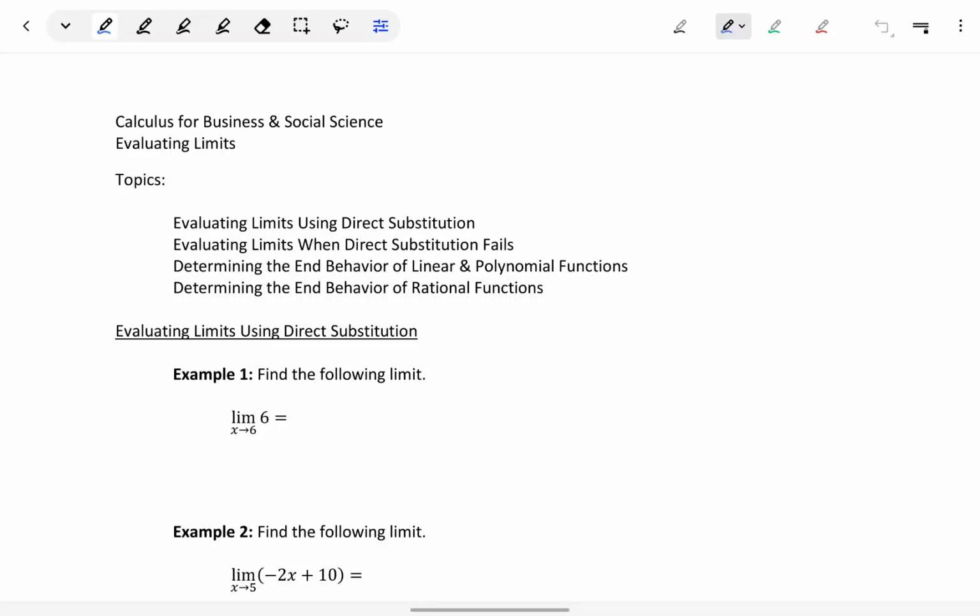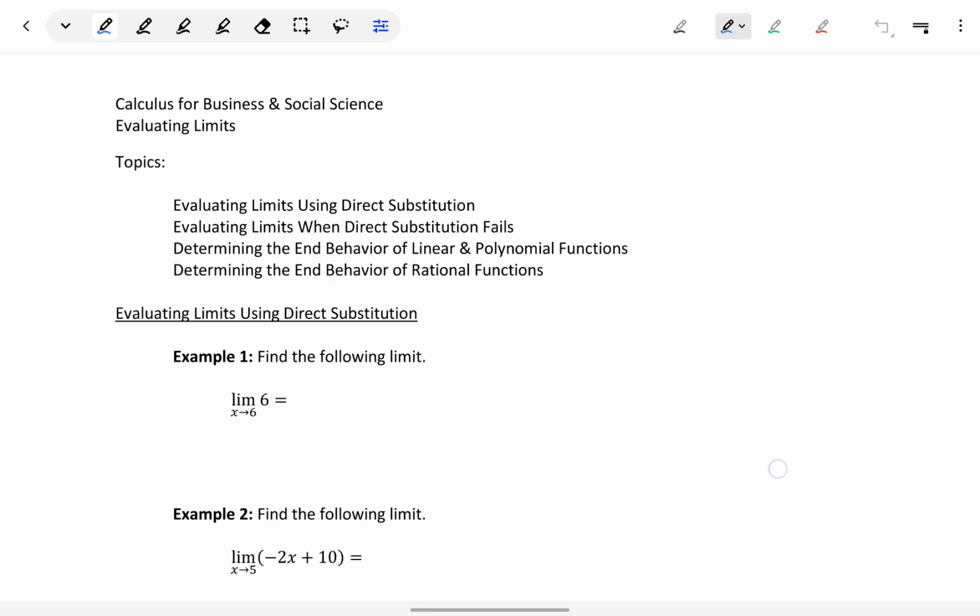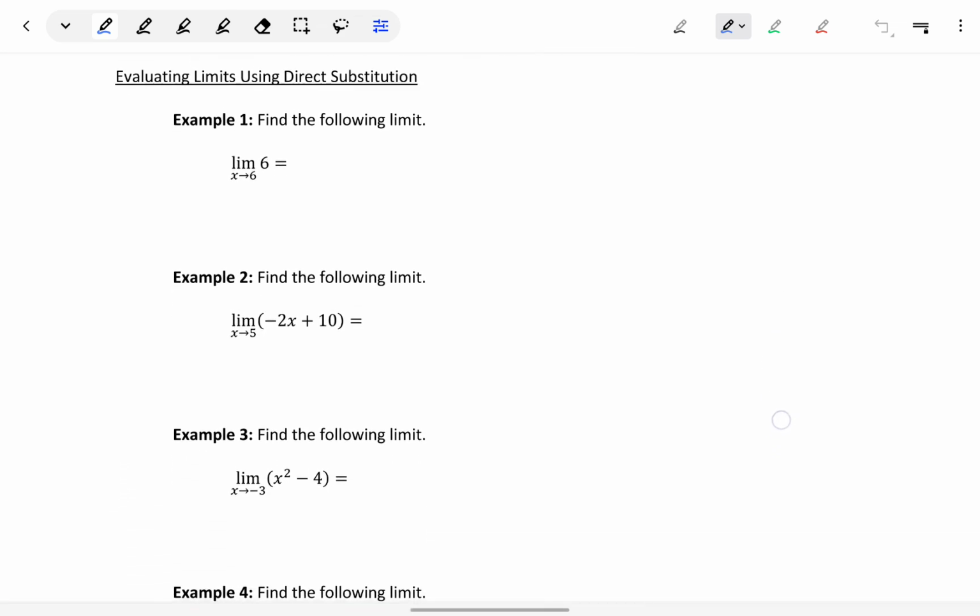Previously, we talked about identifying limits by viewing the graph of a function, tracing from the left, tracing from the right, visually understanding what's happening with that function. Now what we want to do is get into evaluating limits just by looking at the function itself, not considering the graph. In example 1, we have one of the simplest limit problems we can consider.